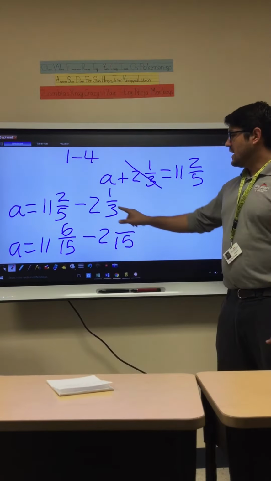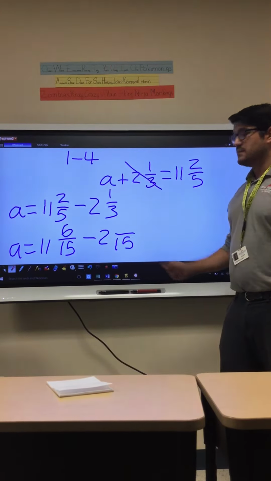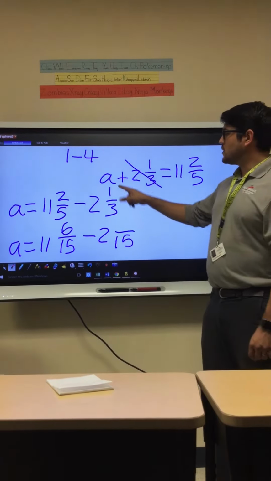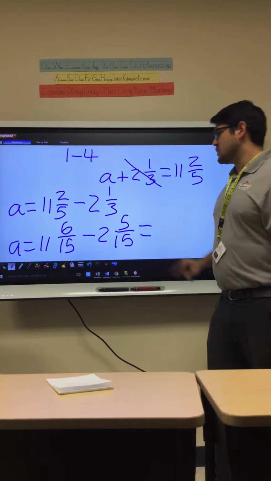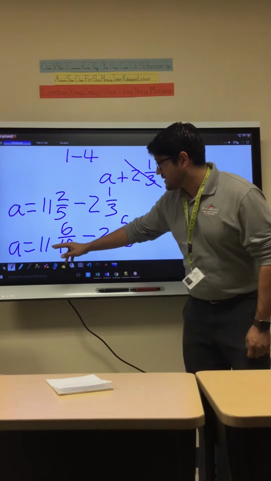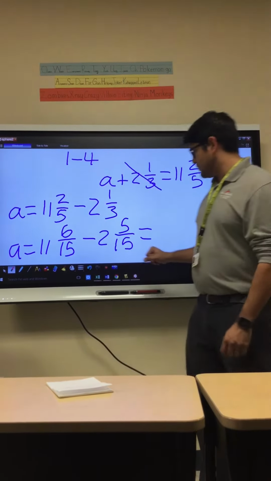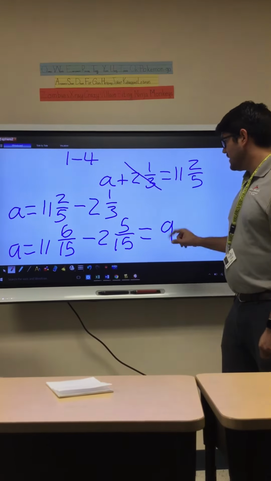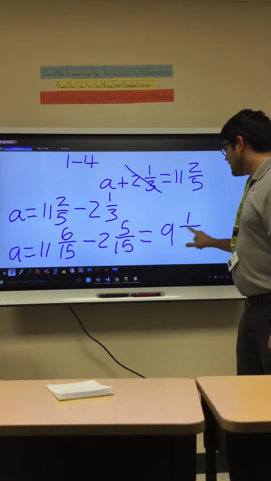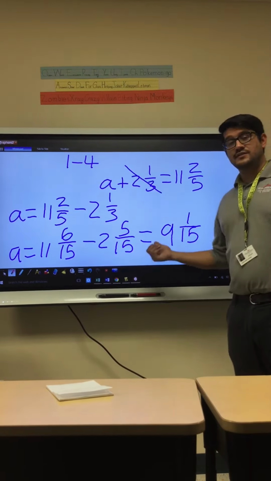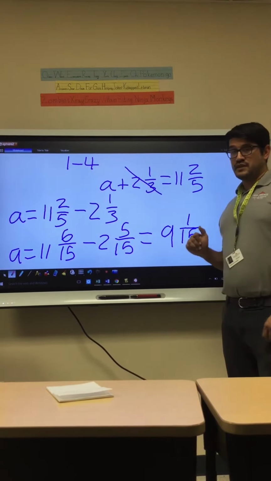Same question here. How did the 3 turn into 15? It multiplied by 5. So we're going to multiply the top number by 5, and it's going to be 5. Now, we're going to solve this problem by simply subtracting 11 minus 2. That gives us 9. And then 6 minus 5, that gives us 1. The denominator does not change, and our answer is 9 and 1 over 15.